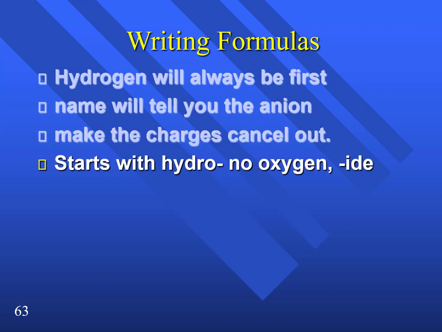Okay, so if it starts with hydro, it doesn't have oxygen, and you know the ending is going to be "ide." So my negative piece is going to be the "ide" version of that anion, which means it's probably going to come off the periodic table unless it's things like cyanide.